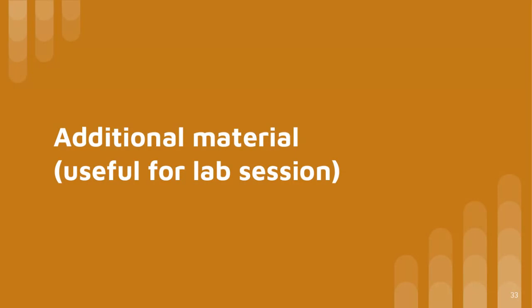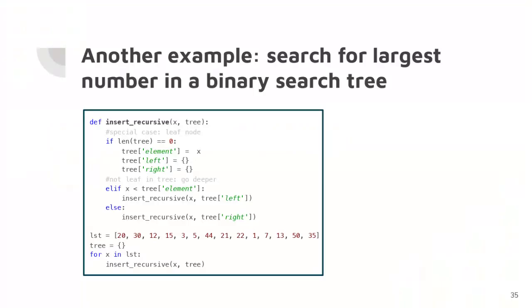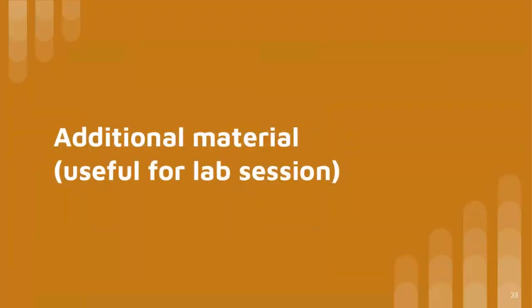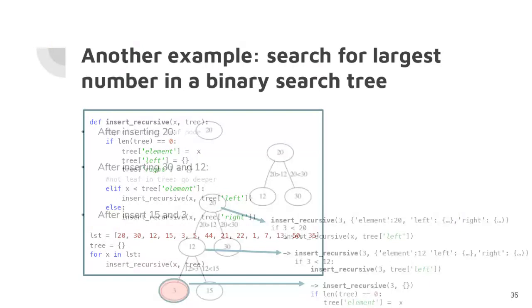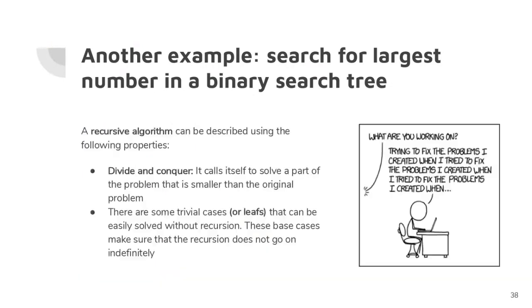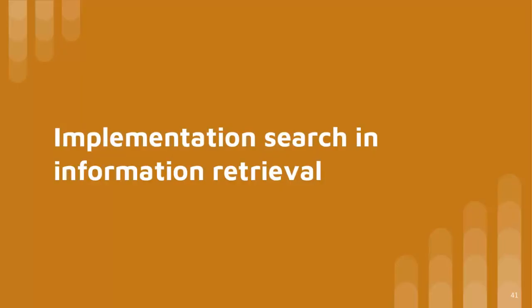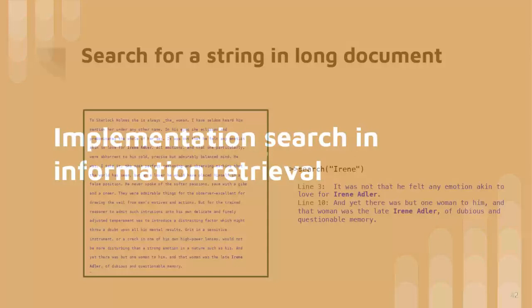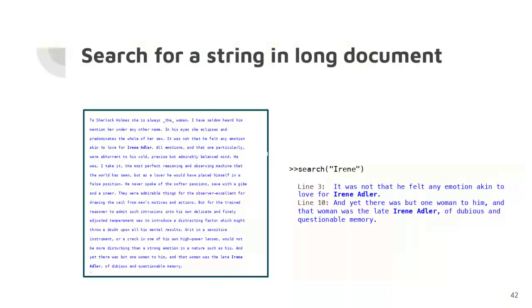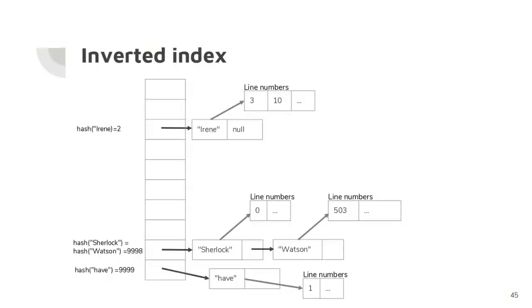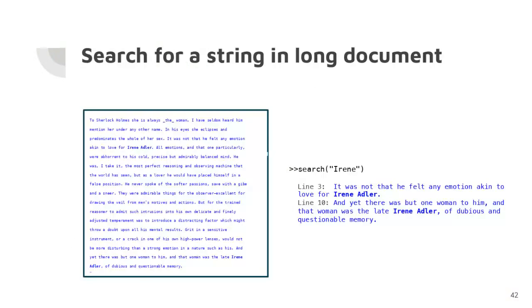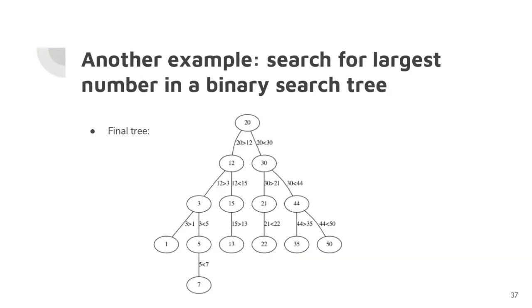So that concludes this presentation. I have some additional material. I'm not going to explain it, but you can have a look at it during or before the lab session this afternoon. There are some slides on the implementation of a binary search tree with recursive operations, and then also some slides on how you can implement your own search engine using a hash table. This is just additional information. You can look that up in your own time at home or during the lab session this afternoon.